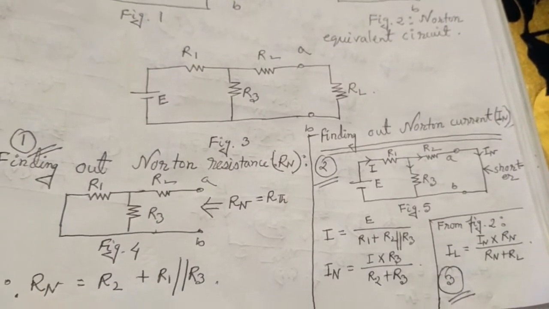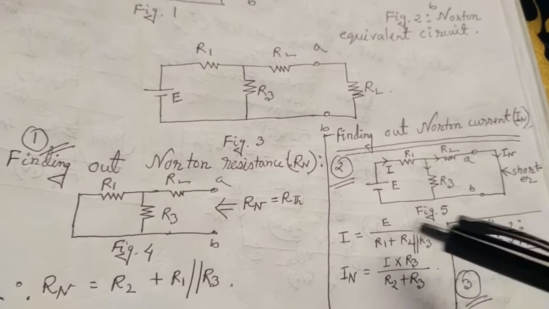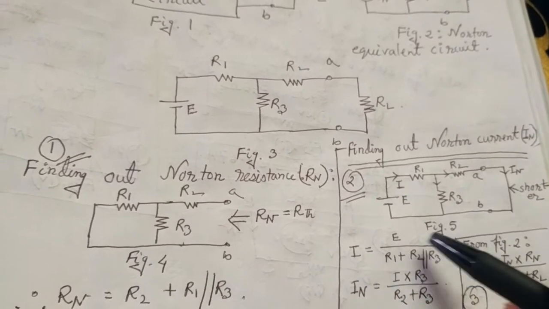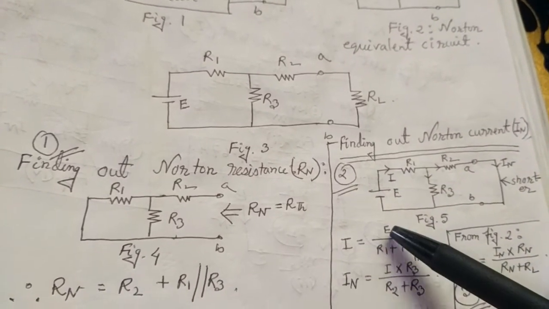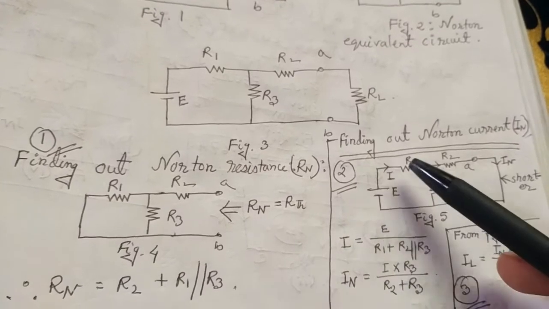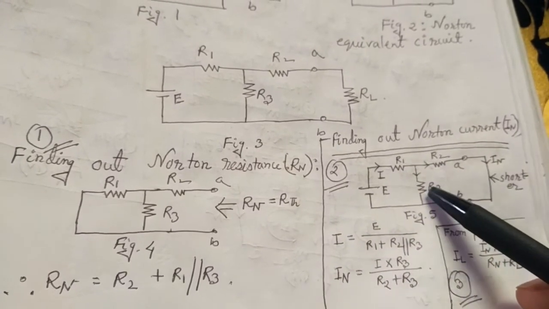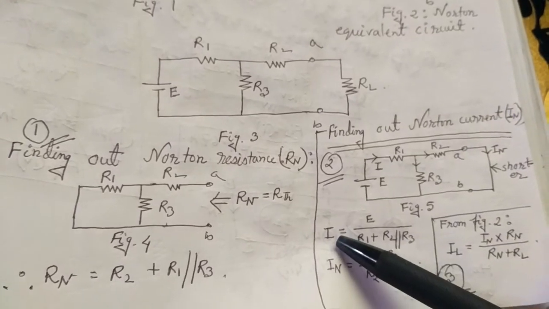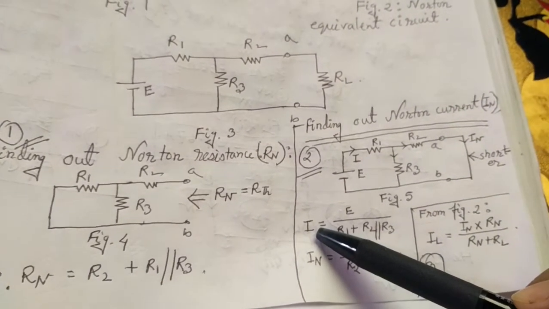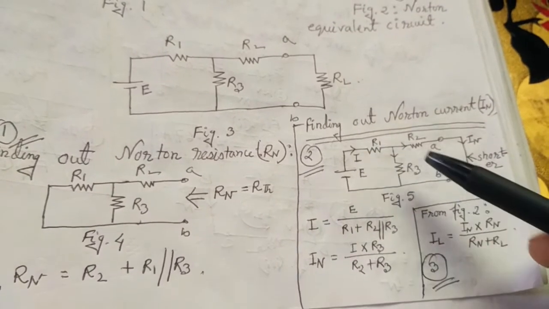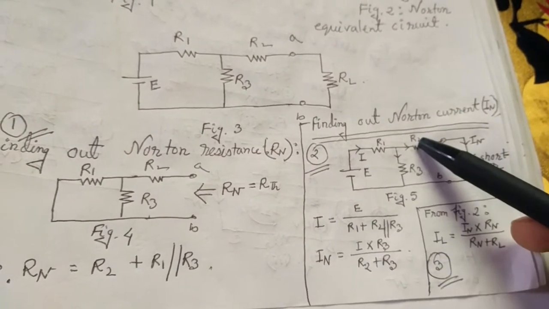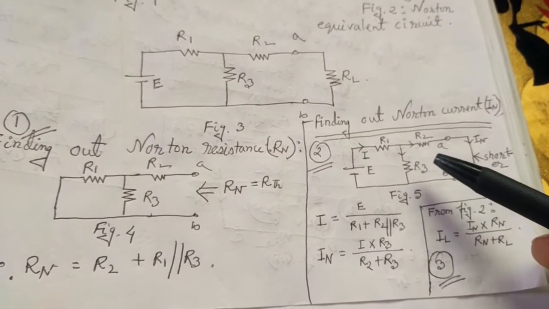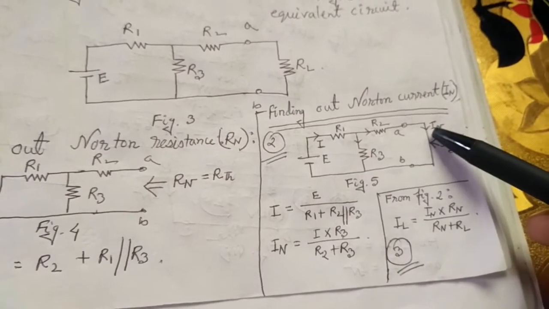From this view we can say that total current I equals total voltage E divided by total resistance R1 plus R2 parallel R3. So this is our equation for determination of I. Now you see this current is divided in two parts, this and this, so we may apply here the current divider rule to determine this IN.